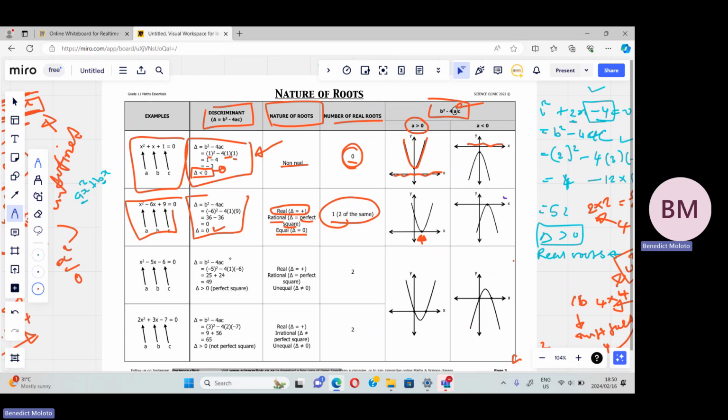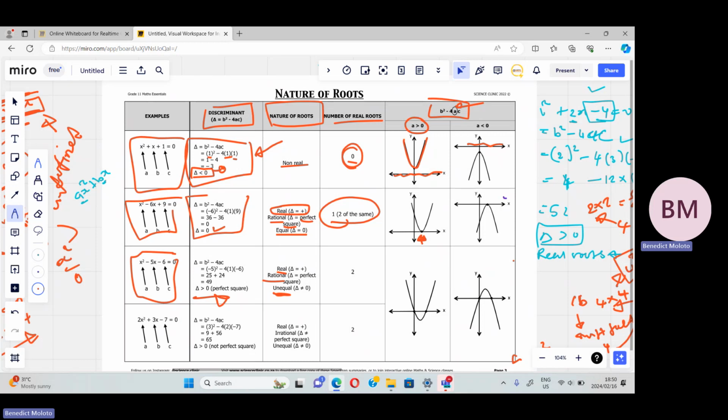So again, here we have this one. We've got a positive number. A positive number means the roots are real. And you check 49, is it a perfect square? It's a perfect square, and unequal. It means it has 2 real roots. Why? Because basically we're going to get 2 real roots.